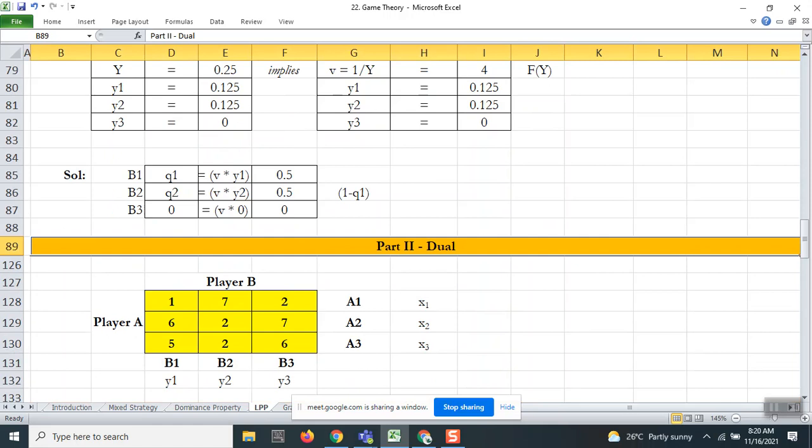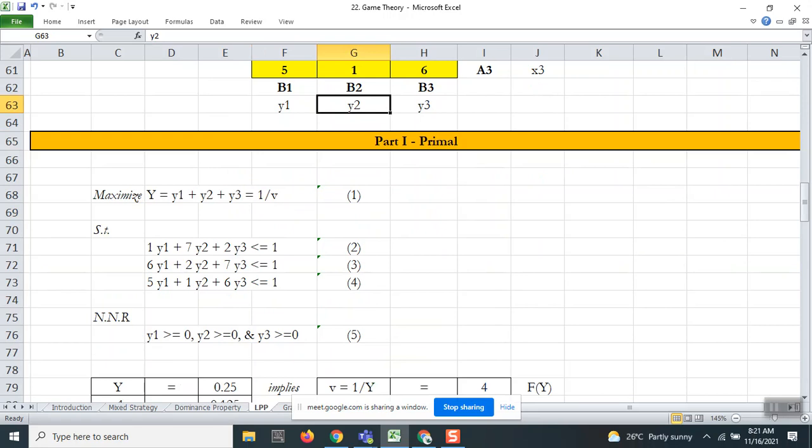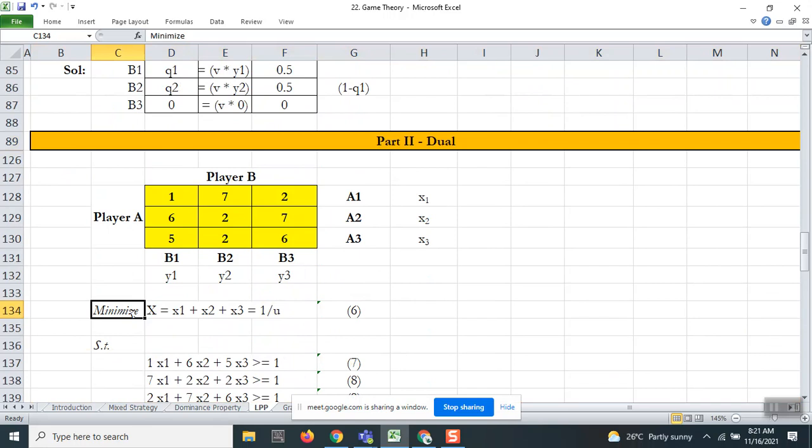So the dual. We talked about the primal, which is a maximization problem, in which we have y1, y2, and y3, and we take it row-wise, like 1 into y1, 7 into y2, and so on. We define y equals 1 by v. The next is the dual, which will be a minimization case. Instead of y1, y2, y3, we'll take x1, x2, and x3, and this time we take it column-wise. For example, the objective function is x equals x1 plus x2 plus x3, which equals 1 by u. This is the objective function in the dual.